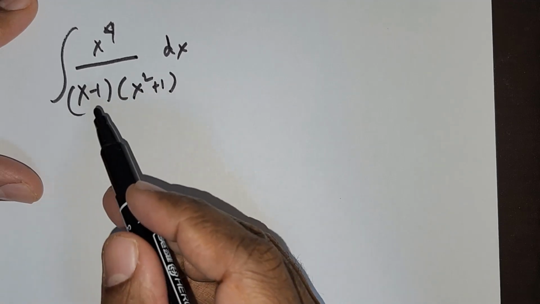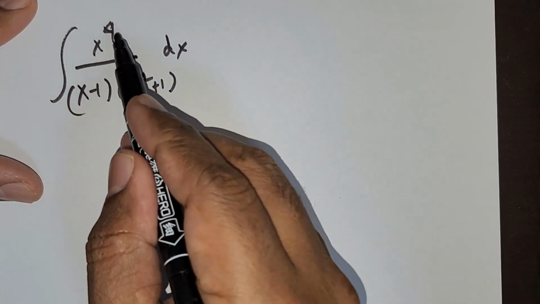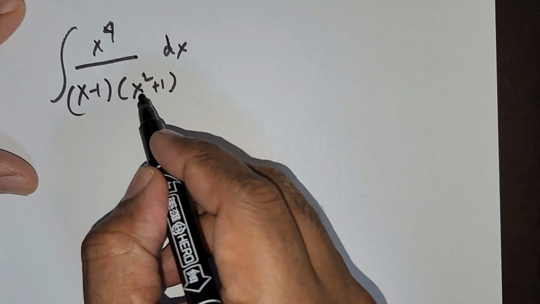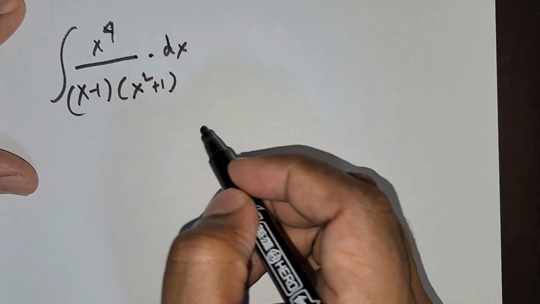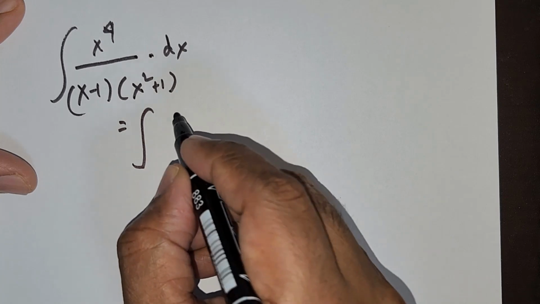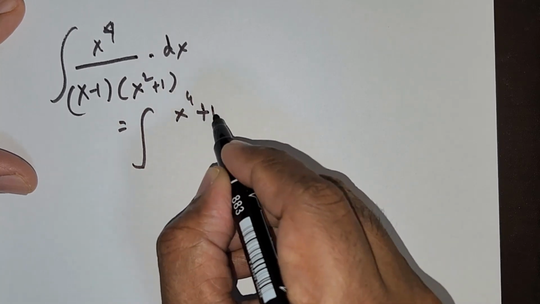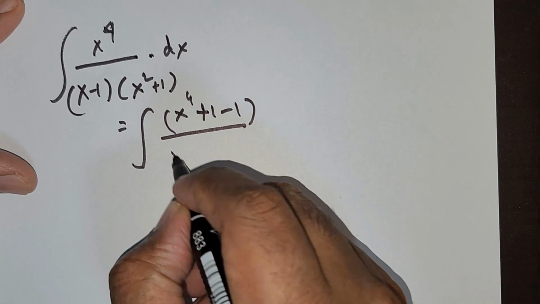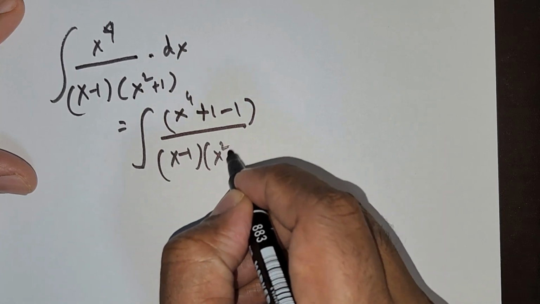We got an interesting question. You're expected to integrate the integral of x to the power of 4 divided by (x - 1)(x² + 1) dx. Now what I wish to do is rewrite this as the integral of x to the power of 4, and I would like to add a 1 and subtract a 1, divided by (x - 1)(x² + 1) dx.